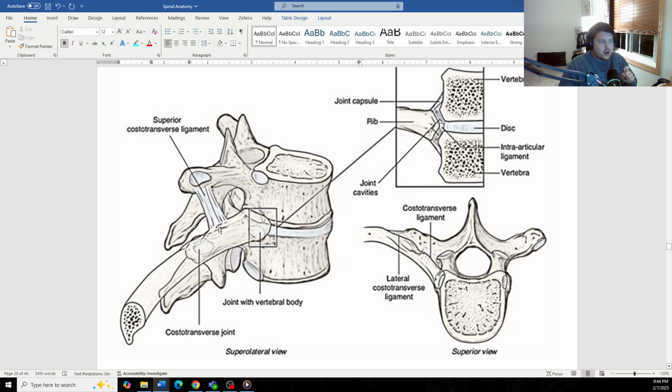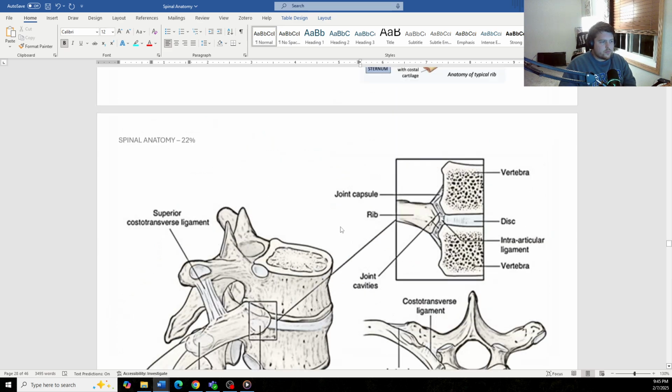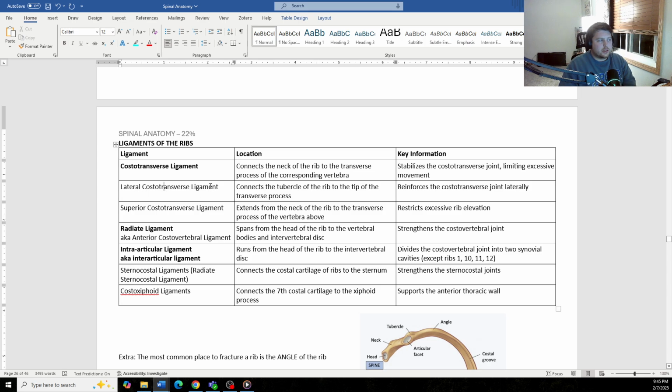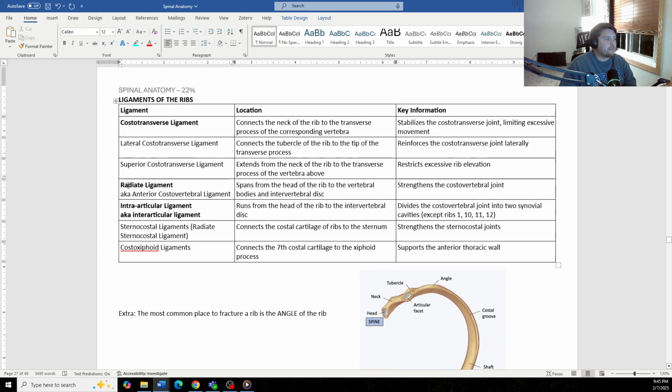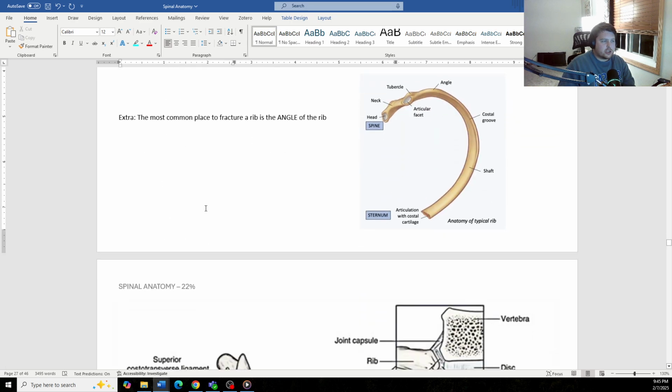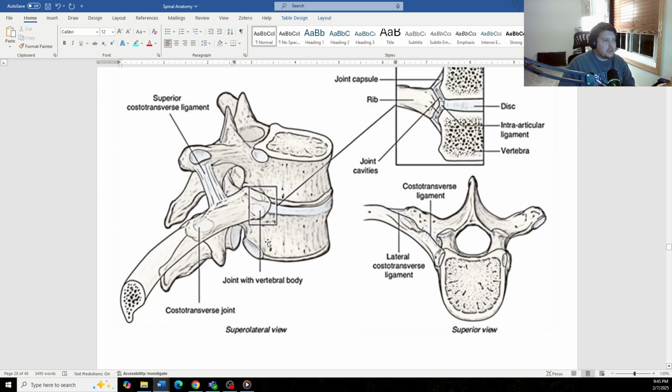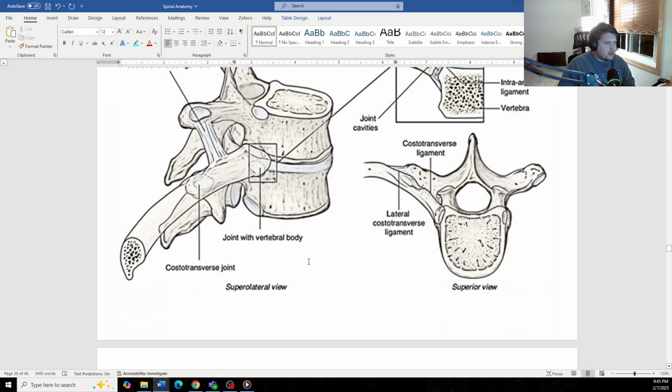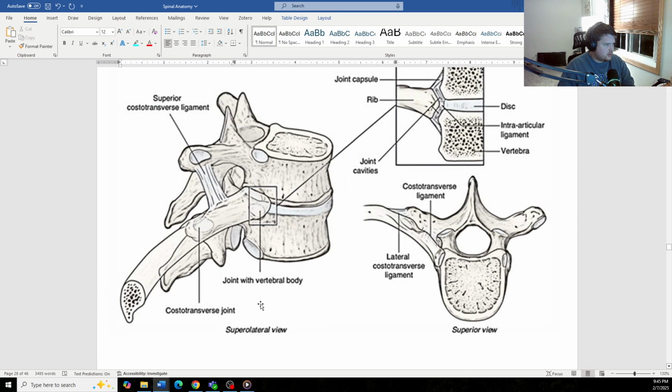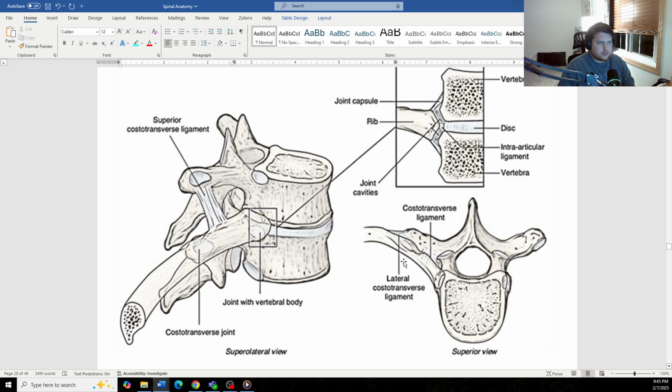Costotransverse ligament right there from the rib to the TVP of the vertebrae superior to it. There's a lateral costotransverse ligament as well as a superior costotransverse ligament. We also have something called a radiate ligament, also known as the anterior costovertebral ligament. Tells us right where it is. It's on the anterior side. I believe I had a picture of it here.